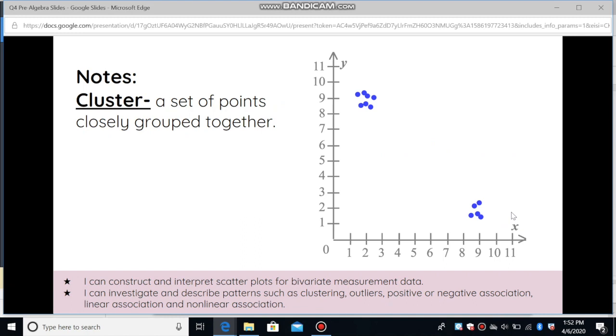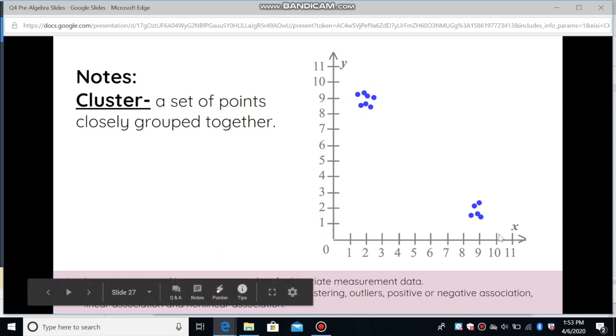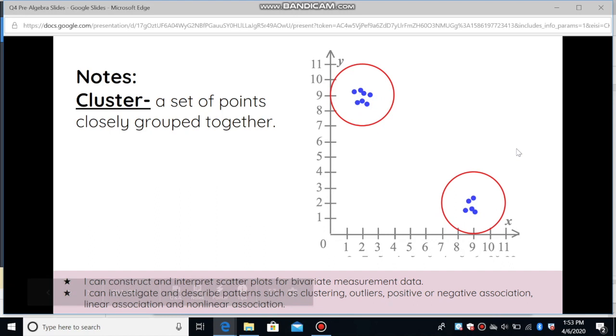Next, we have cluster. A cluster is a set of data points that are closely grouped together. In this example, I see this set of data points that is closely grouped together, and I see this set of data points that are closely grouped together. We have two different clusters. Each of those are considered a different cluster.